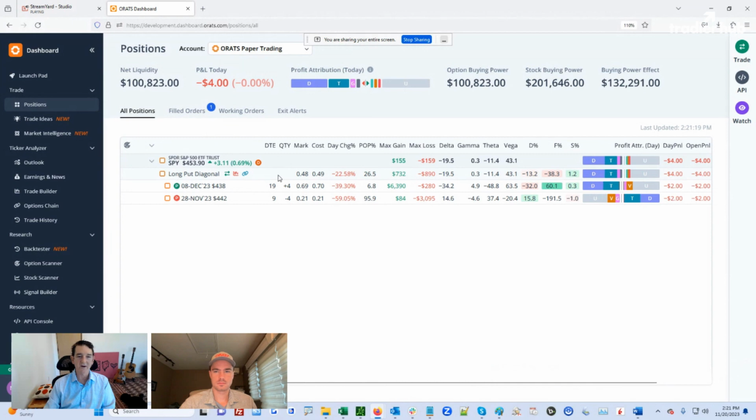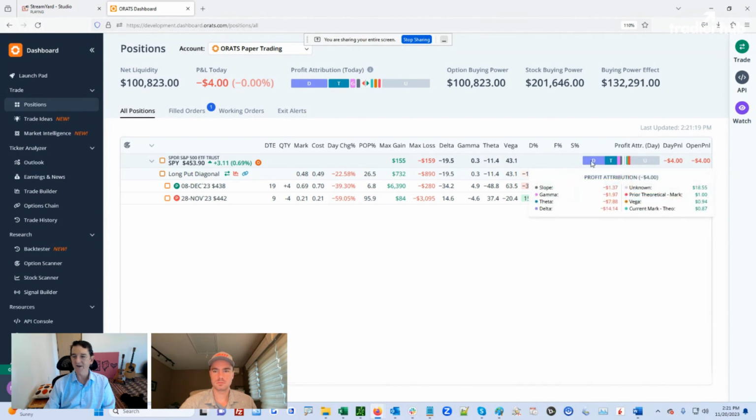Again, so now I have my long put diagonal, and we're showing a lot of things about it. Here are our edges. These are kind of interesting. This is what it was yesterday versus today and why it's changed.